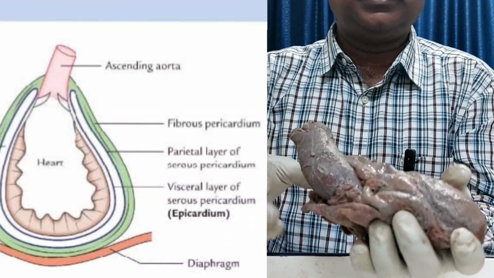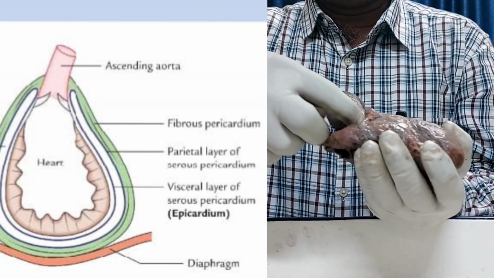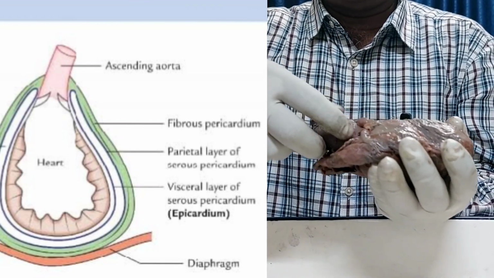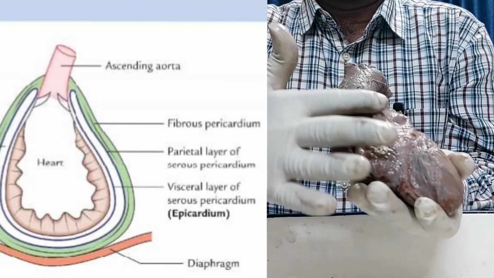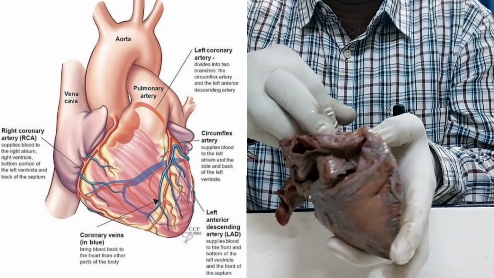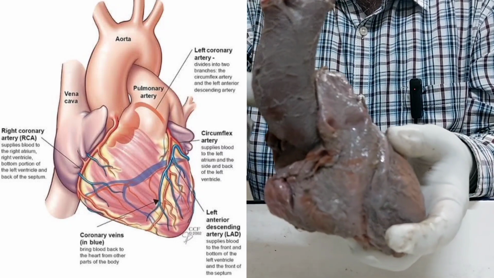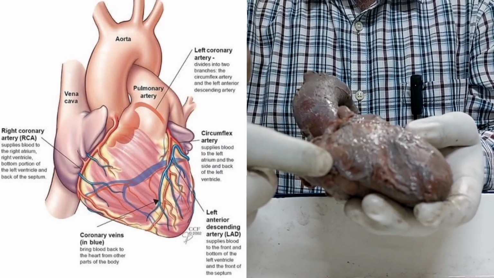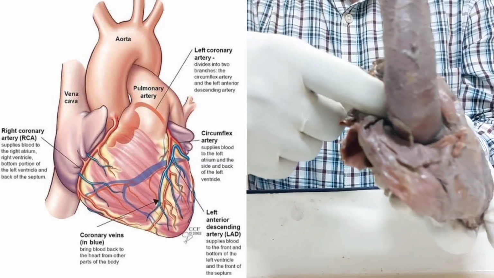Now again, I am holding the heart in this position. Now you see, this is the ascending aorta, then becomes arch of the aorta. After ascending aorta, it is glistening because the serous pericardium extends up to the ascending aorta. And from the ascending aorta, there are two major arteries arising, one going towards the right side, one towards the left side. The right sided artery is called right coronary artery from the anterior aortic sinus, and from the left posterior aortic sinus, the left coronary artery.